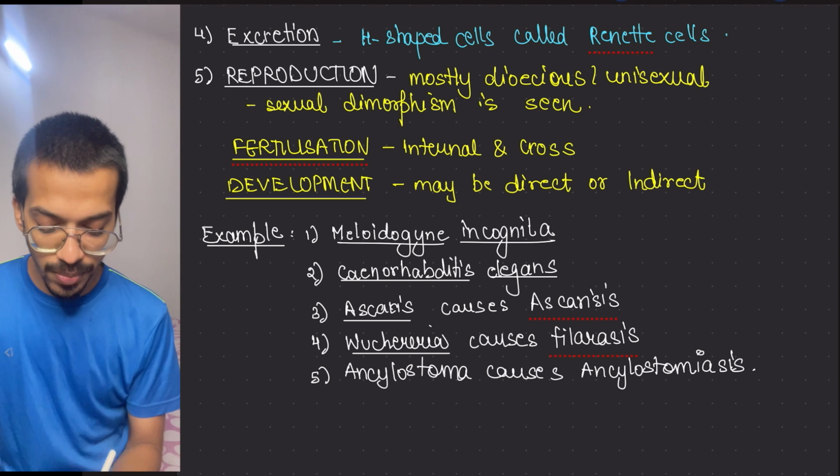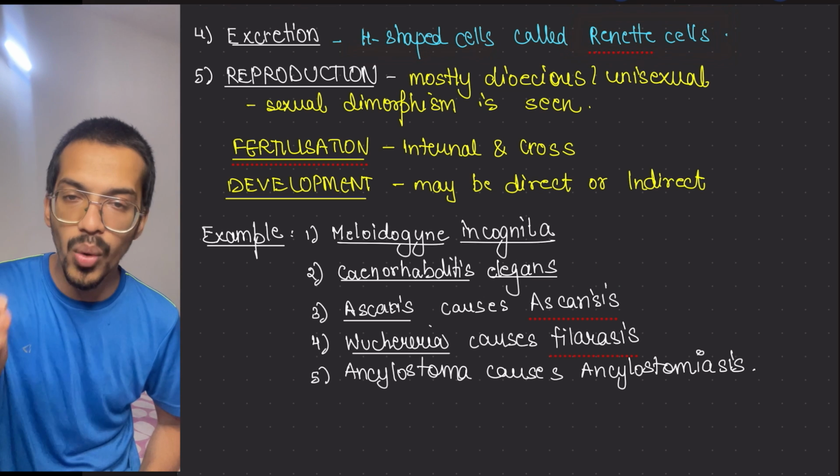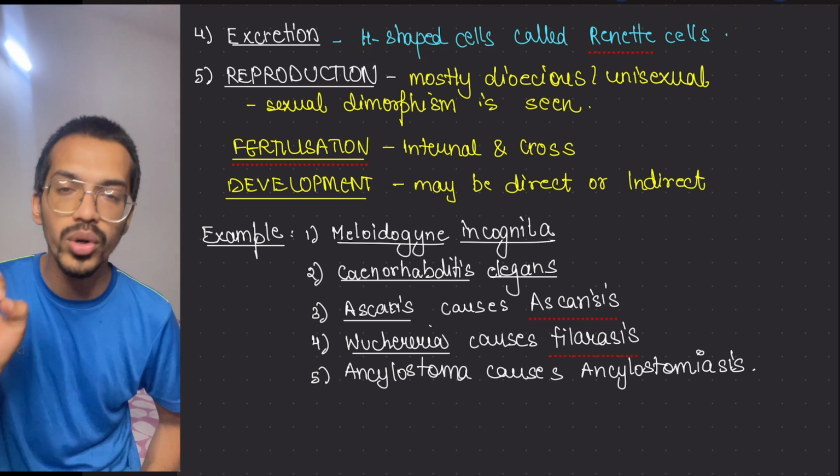Then the excretion is what? By the H-shaped cells. Those cells are called renette cells. You don't have to remember how it looks, what it does, just the name is more than enough for you.